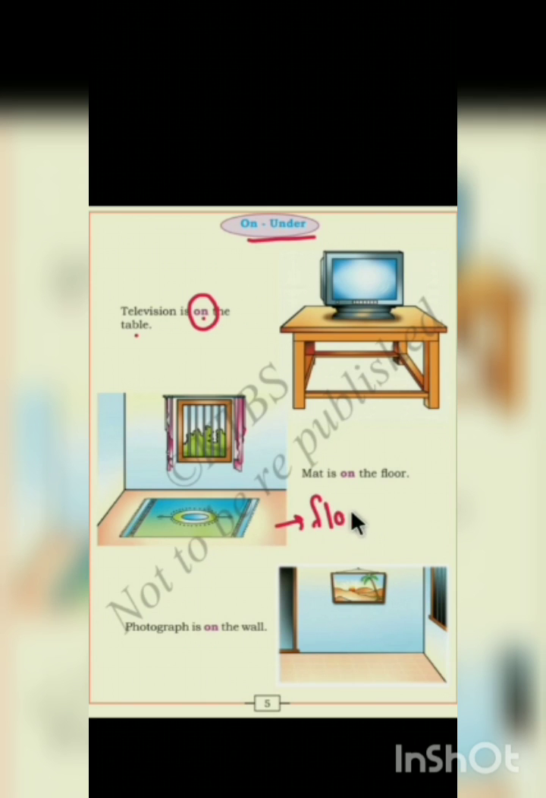Now, here you can see the floor. So, you can see a mat. And where is the mat, children? Mat is on the floor. There is a wall. The photograph is on the wall. So, the photograph is on the wall.